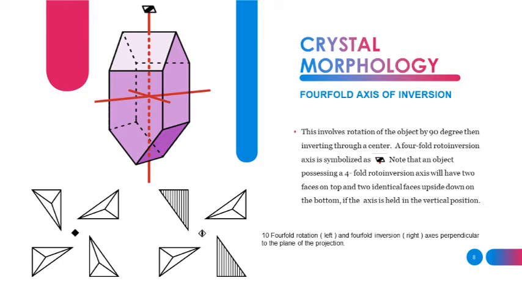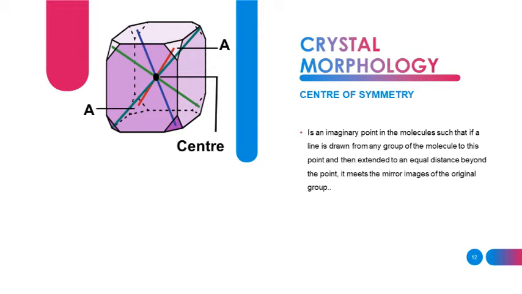As we can see in the illustration below, we can differentiate the plane of projection between the two: the four-fold rotation on the left and the four-fold inversion on the right, in which the four-fold rotation involves rotation of more than 90 degrees. It is represented by a black diamond. However, the four-fold inversion rotates only by 90 degrees, that's why we can only see a single black line in the diamond. And so for our third one, we have the center of symmetry.